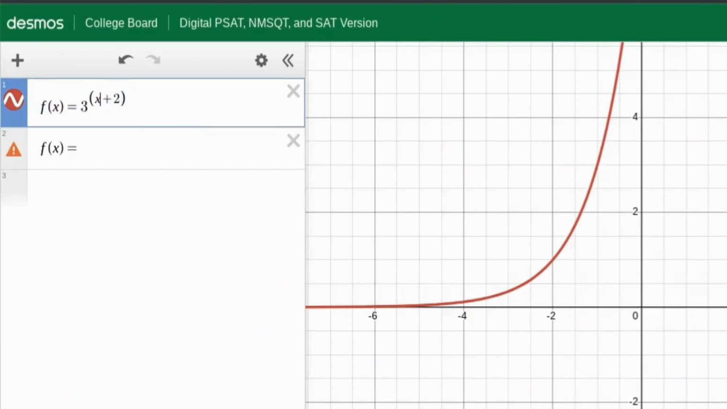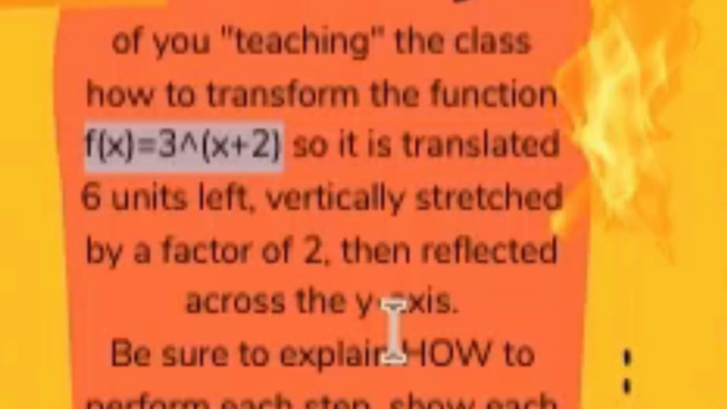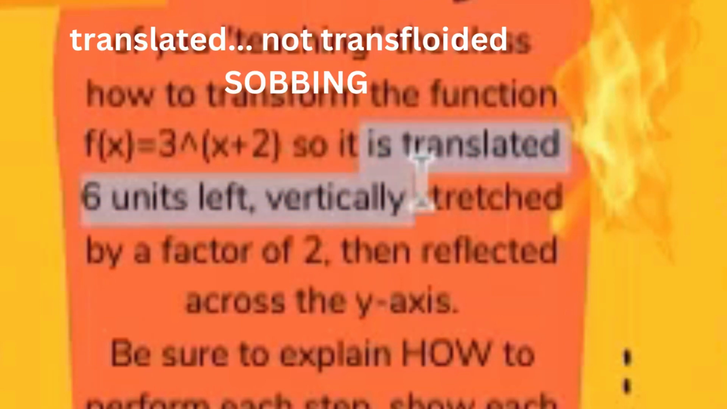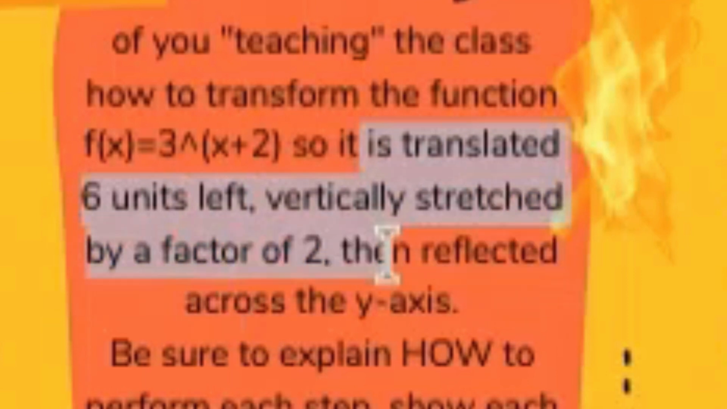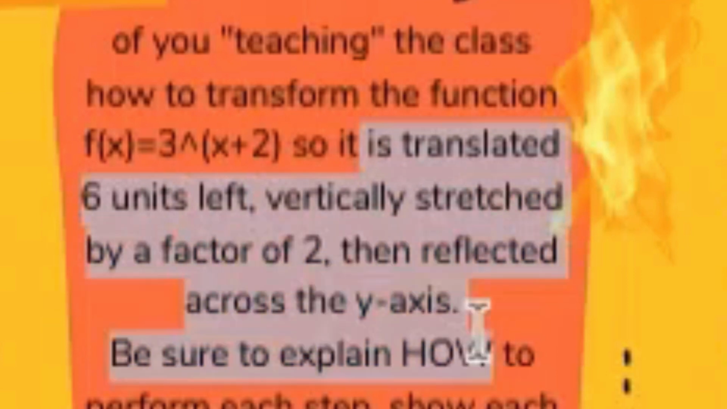And so what we need to do is we need it to be translated 6 units to the left, vertically stretched by a factor of 2, and then reflected across the y-axis. I thought that said x for a minute.